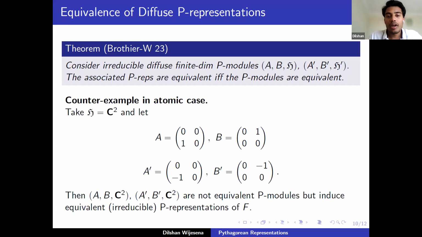One thing I should say: in the previous theorem about irreducibility, I only said it for diffuse representations, but it actually also holds true for atomic representations as well, for very different reasons though. But this theorem here for equivalence does not actually hold for atomic representations. It actually breaks down. So here's a counterexample for where it breaks down, but I won't go into the details here.